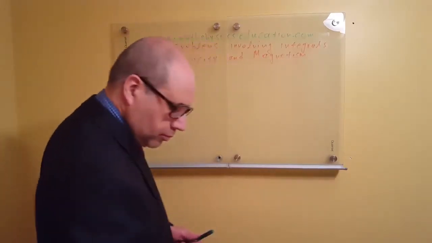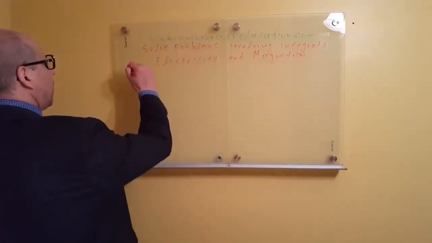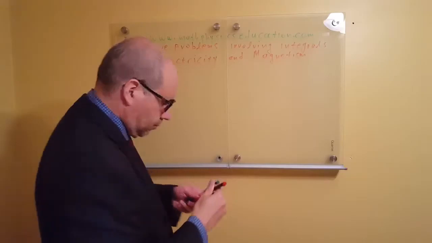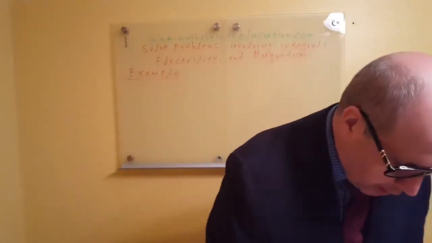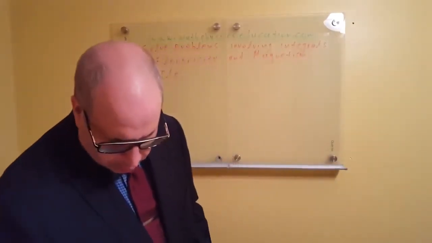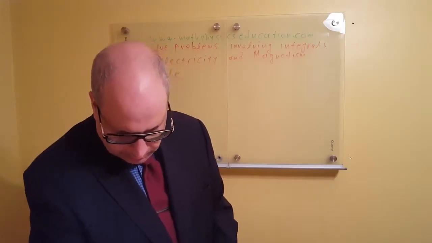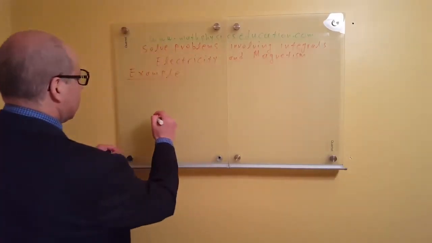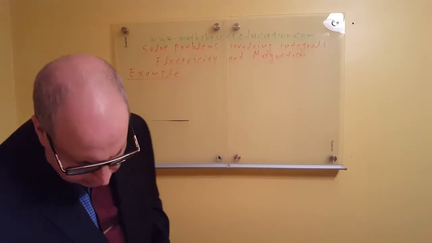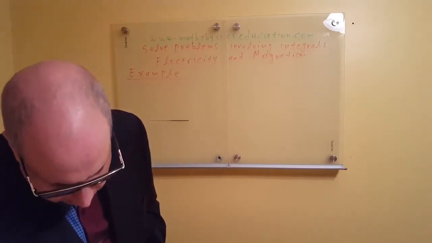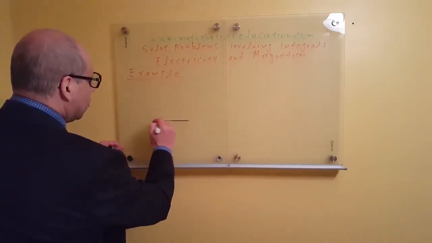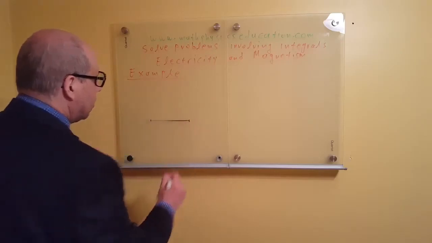Okay, so what's the example here? The example is that we have a rod of length L. So let's say this is the rod of length L. And of course you have a charge from here to here, which is a uniform charge distribution, and you have charge density lambda equal to Q over L, the length of the rod.